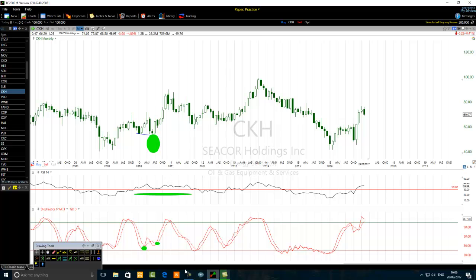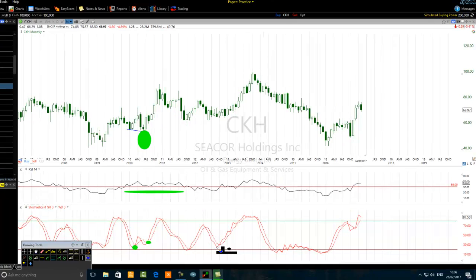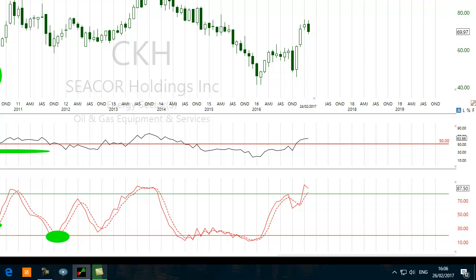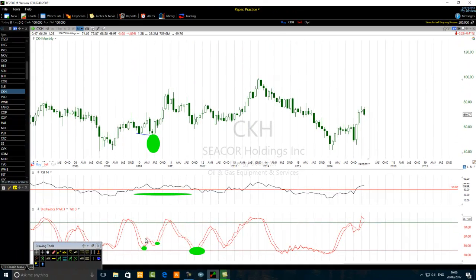So I have another scenario here. One more time, you can see that I don't like this one very much. You can see how stochastic went almost overbought before forming this higher low. But this one, this higher low, I like. It's quite almost overbought here. And if you see this, put a question mark on it, all right?